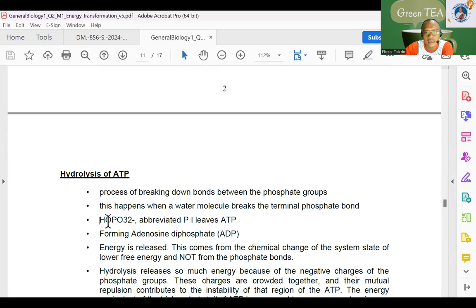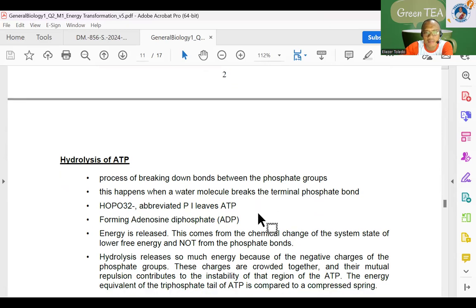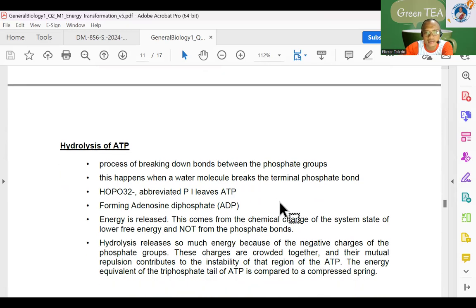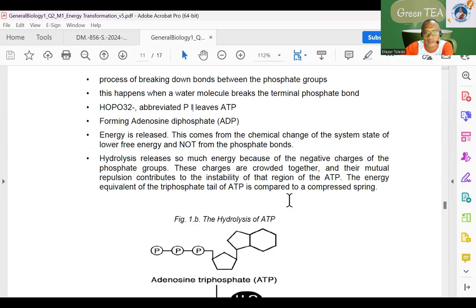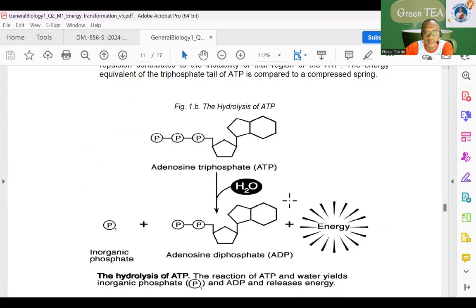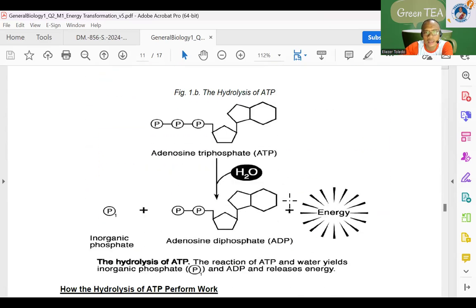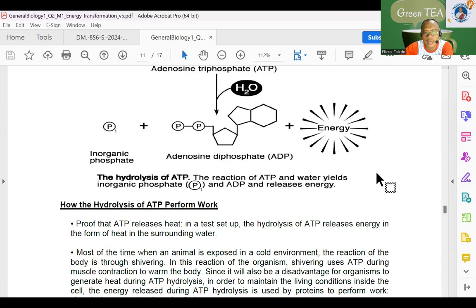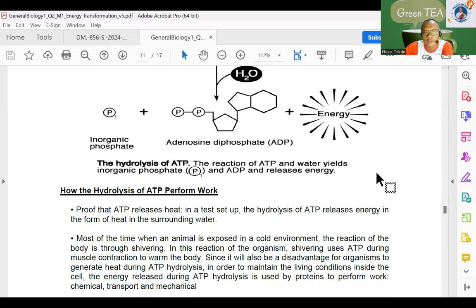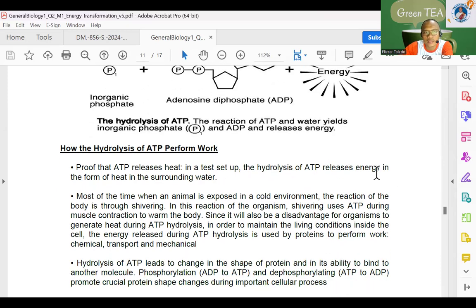This is the chemical symbol, abbreviated as just P. It leaves ATP, and energy is released. Inorganic phosphate plus ADP plus energy. And here comes your water in a simple diagram. This is how hydrolysis of ATP is performed.